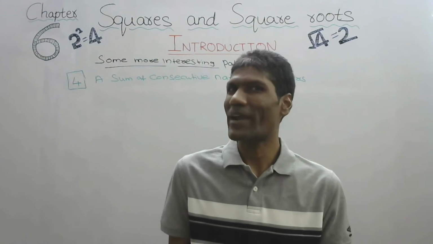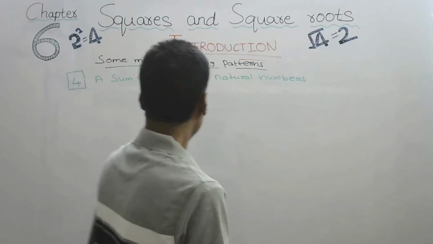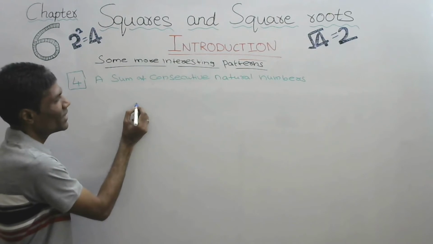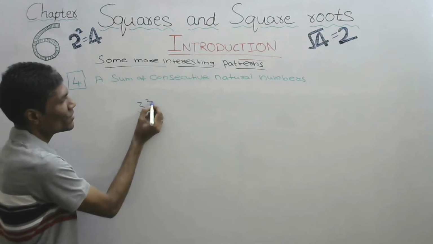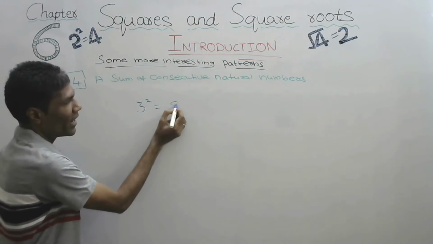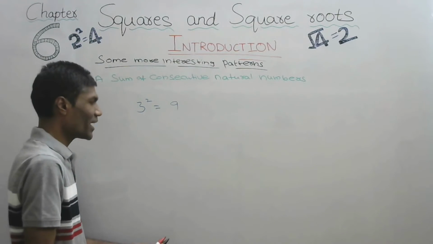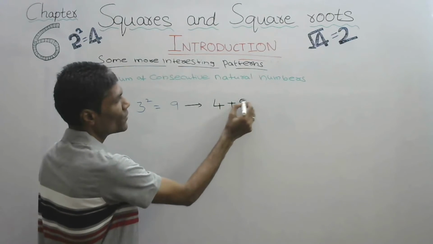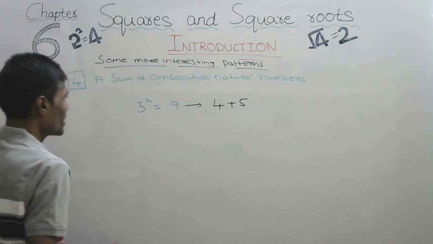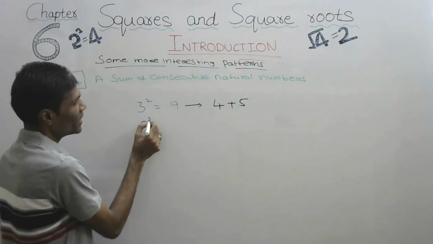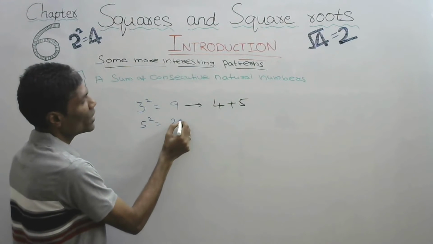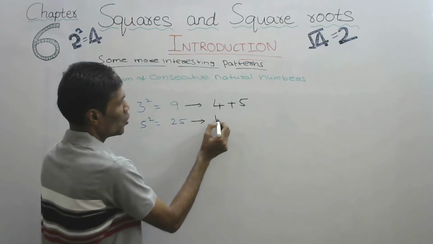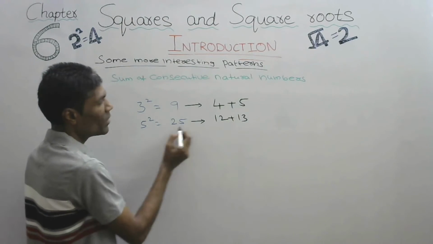Next interesting pattern. Sum of consecutive natural numbers. Let us see this. Say 3 square equal to 9. This 9 can be written as 4 plus 5. Take another number. 5 square, 25. This 25 can be written as 12 plus 13. 12 plus 13 equal to 25.